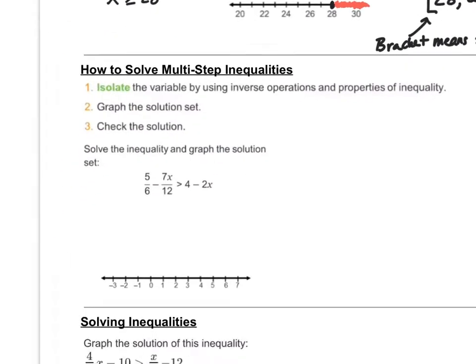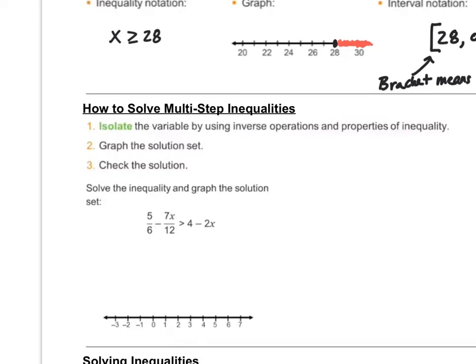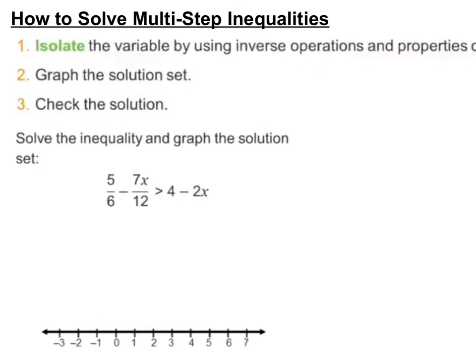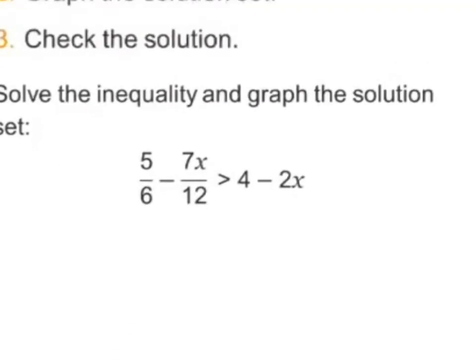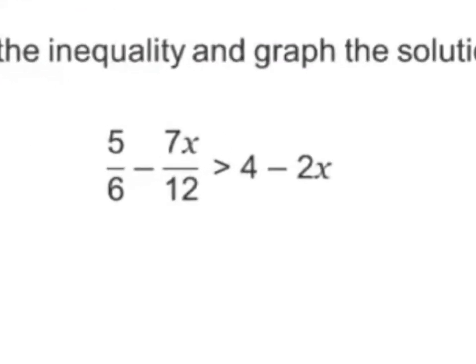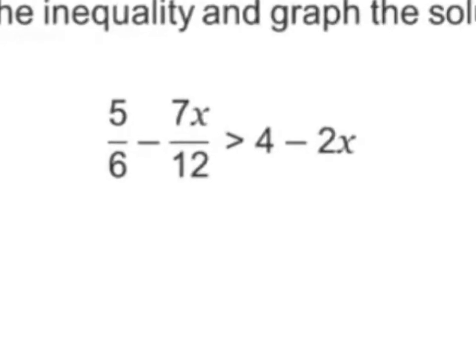So, let's take a look at how to solve multi-step inequalities. What I want to do, guys, is solve this inequality just like I would an equation. Now we have fractions and multiple steps, so the idea is we just want to isolate the x variable and go from there. It doesn't really matter where I go from here, but the first thing I'm going to do is subtract 5/6 from both sides.